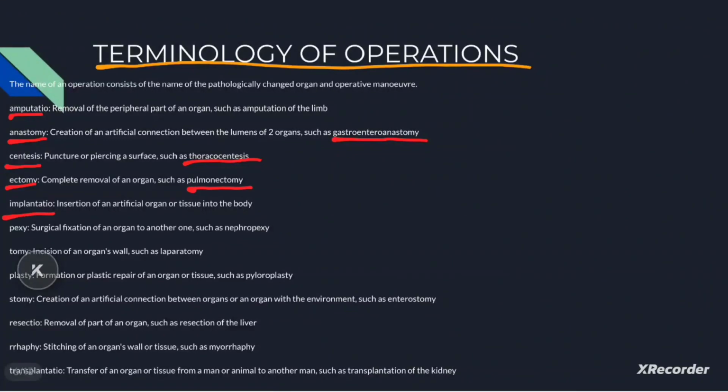Implantatio means implantation. This term is very regular. It is nothing new for the usual student. Insertion of an artificial organ or a tissue into the body. Implantation. We did intrauterine device implantation or IUCD implantation, implant under the skin. These are all examples of implantation.